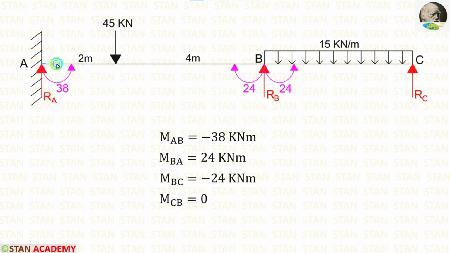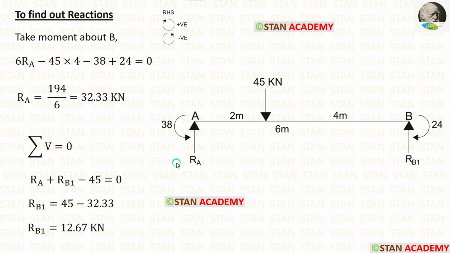First, I am going to take the span AB and find out the vertical reactions. In the span AB, we are having two moments, MAB, which is acting in the anti-clockwise direction, and MBA, which is acting in the clockwise direction. So when we calculate the reactions, we have to consider these two moments. In this span, first I am going to calculate the reaction RA.